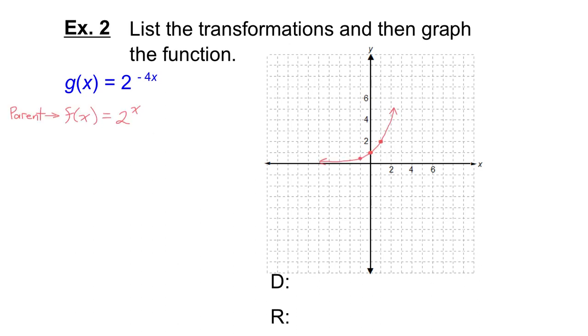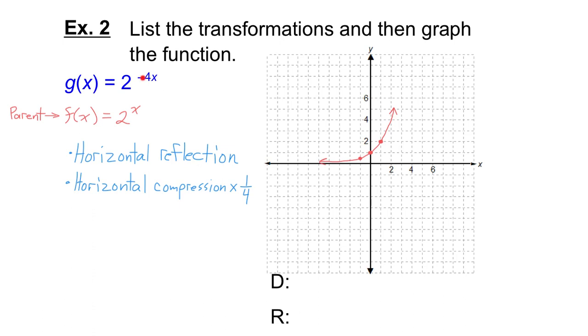The parent function has a base of 2, so it's 2 to the x. Well, when x is 0, 2 to the 0 is 1. When x is 1, 2 to the 1 is 2. When x is negative 1, 2 to the negative 1 is 1 over 2. So that's how I got those 3 points, and I know my asymptote is going to be y equals 0.